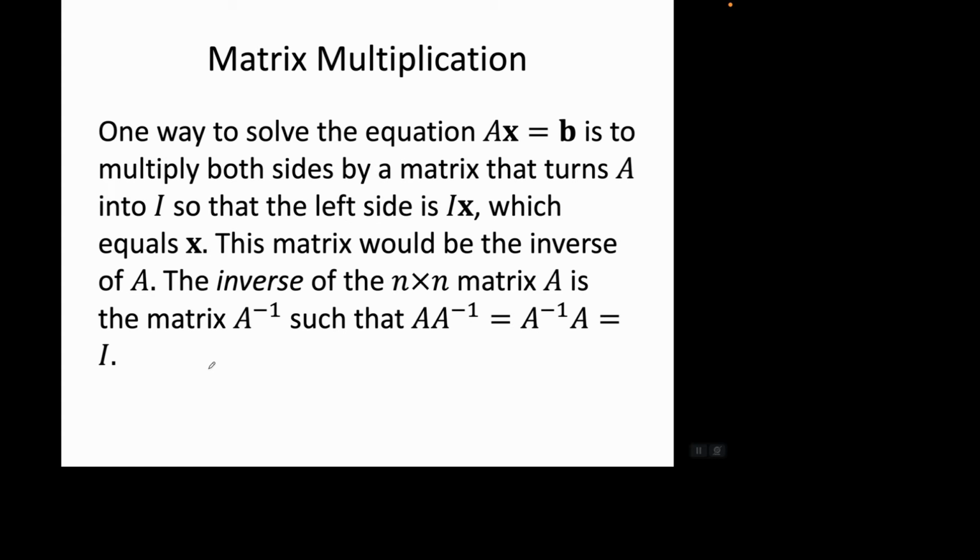One way to solve the equation AX equals B is to multiply both sides by a matrix that turns A into I, so that the left side is IX, which equals X. This matrix would be the inverse of A. In general, the inverse of an n by n matrix A is the matrix that we denote with this symbol. We call this A inverse, such that A inverse A equals A A inverse equals the identity. So in other words, the inverse of A is what you have to multiply A by in order to get back to the identity.